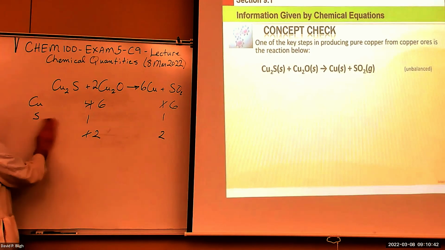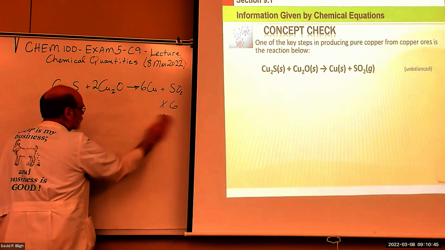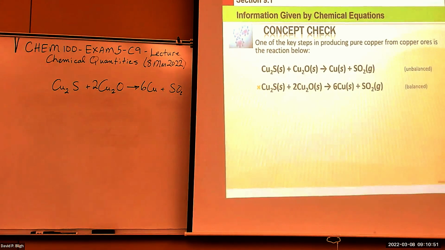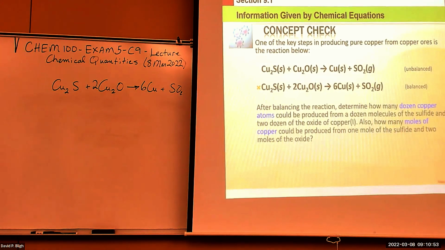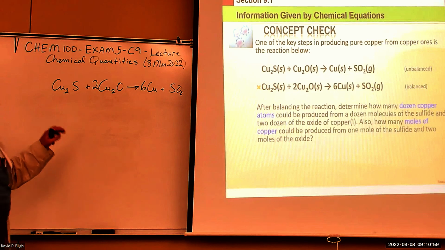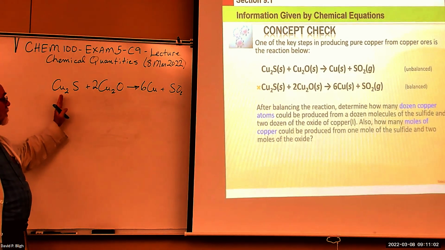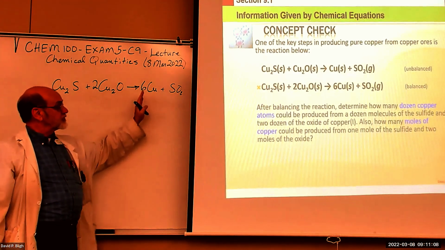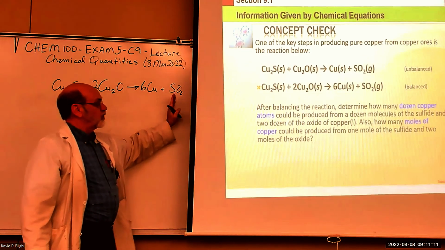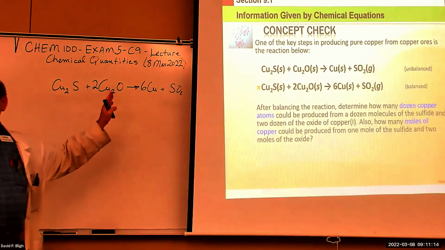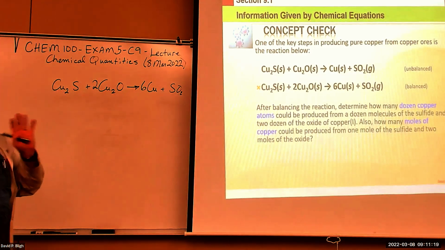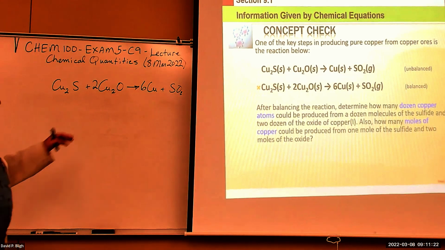So now that we have a balanced equation, we can actually do some chemistry, some calculations. Just to beat the dead horse further, 1 molecule of copper(I) sulfide plus 2 molecules of copper(I) oxide yields 6 atoms of copper and 1 molecule of sulfur dioxide, or 1 mole, 2 moles, 6 moles, 1 mole. Look at it either way. The more useful way is the mole way.